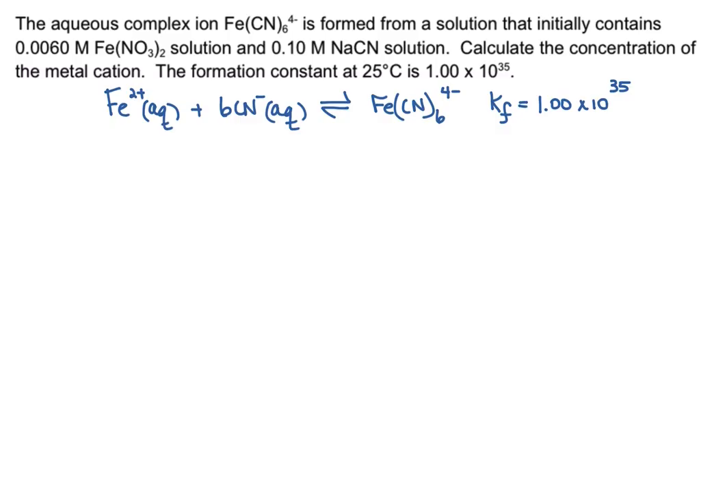Once I know that I have a chemical equation that's balanced, I can go ahead and set up my ICE table. Initial, change, equilibrium. Initially, I have 0.006 molar of the iron 2 plus. I have 0.1 molar of the cyanide, and I have 0 of the complex. For my change, it's going to be minus x, minus 6x, and then plus x. Don't forget that coefficient for cyanide. For equilibrium, it's initial plus change.